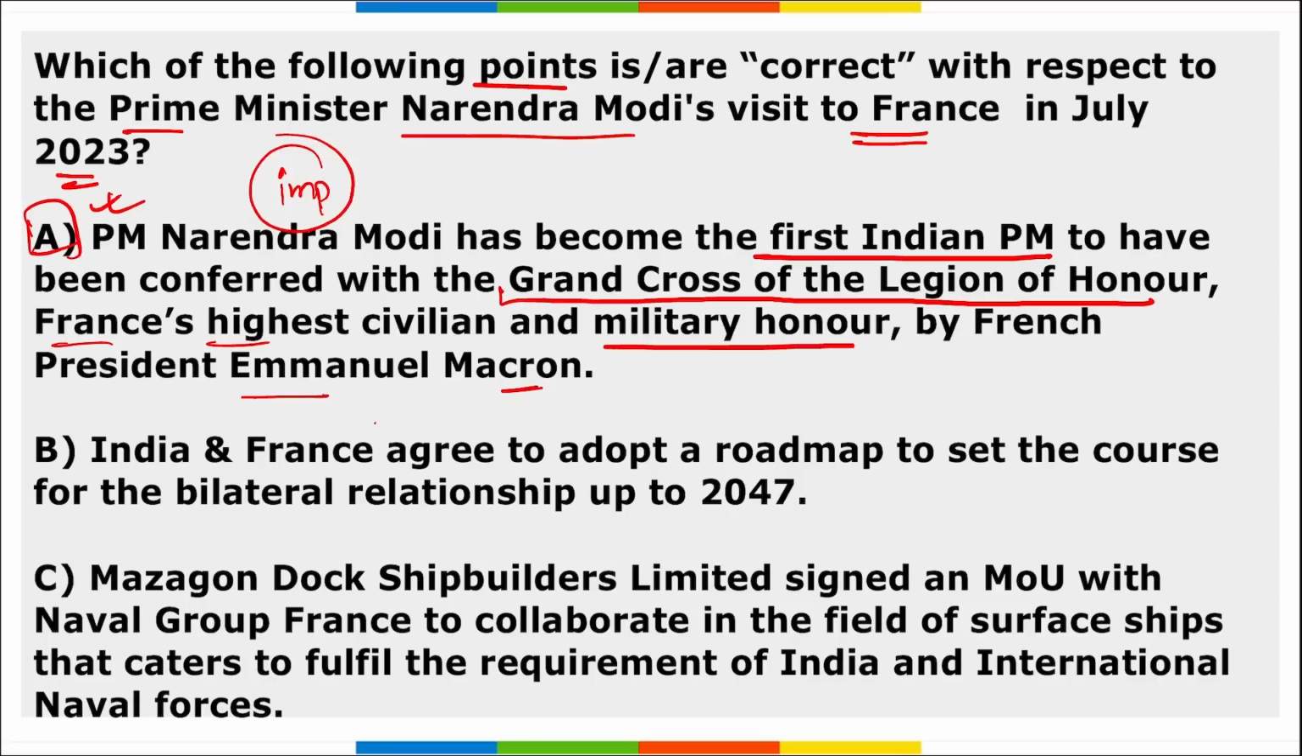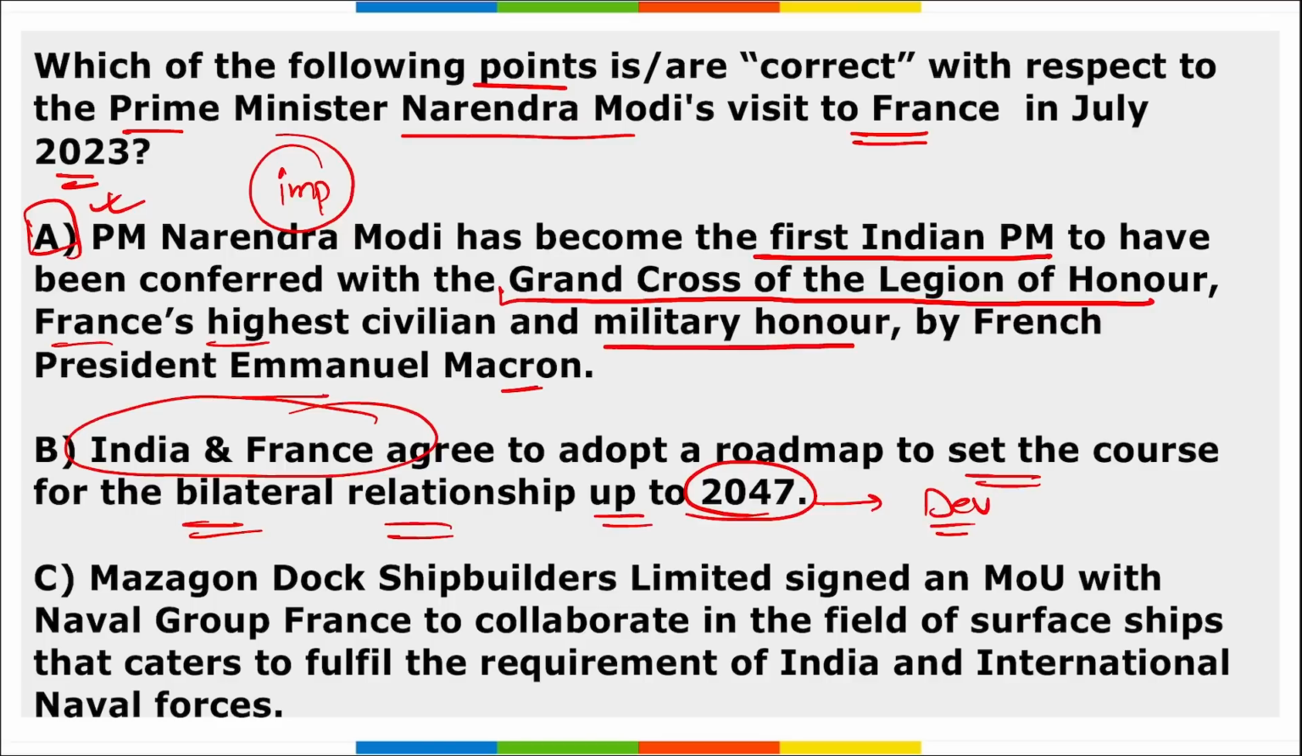Option B, India and France, they together adopted a roadmap to set the course for the bilateral relationship of up to 2047, because in this we will be becoming a developing nation. So yes, option B is also correct here.